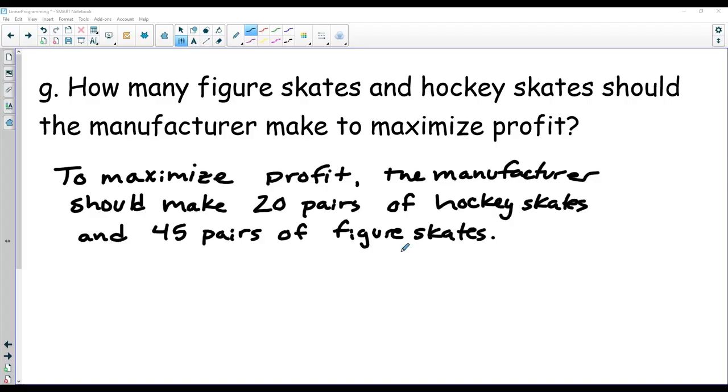Part of the question might ask you, what is the maximum profit? If we look back at the question in the beginning, the only thing that we were asked to determine was the number of pairs of each kind. So you do not have to state the profit, but make sure you pay attention to your questions, because sometimes it will ask you what the profit is as well. So make sure you include that in your final answer if the question asks that.